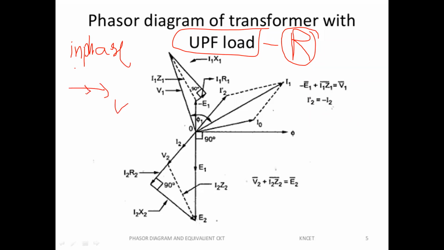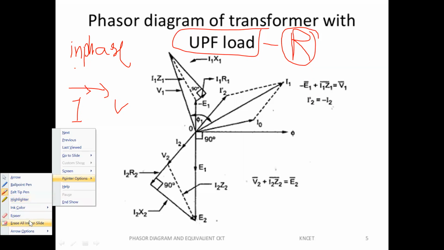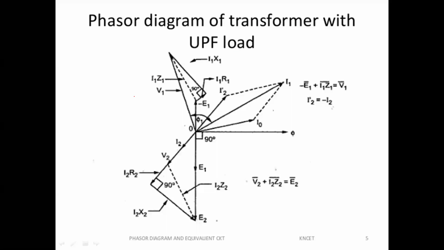Suppose this is the voltage. So this is the current. These are the load values, because the load exists on the secondary side of the transformer. These are the load quantities. Okay. Now, these all are the same.